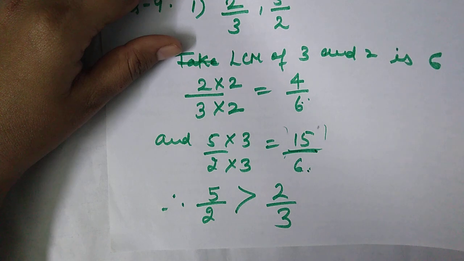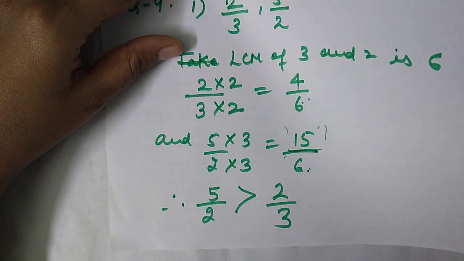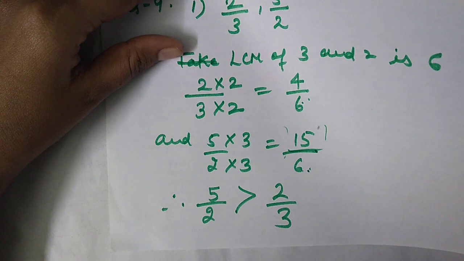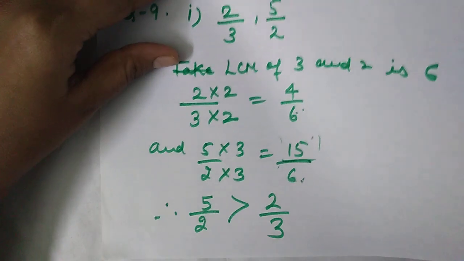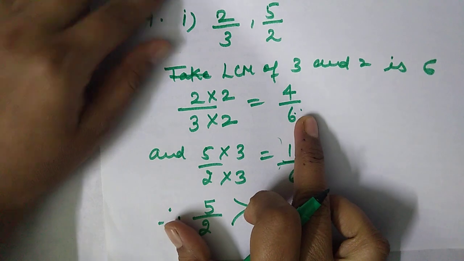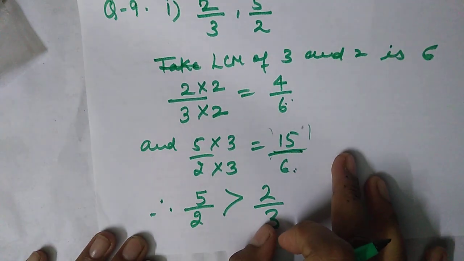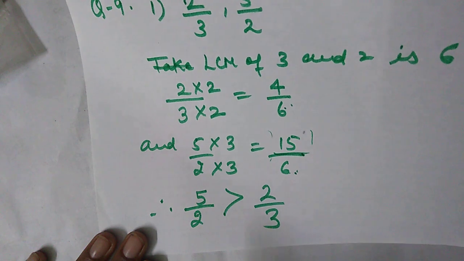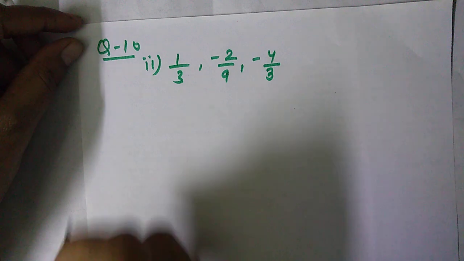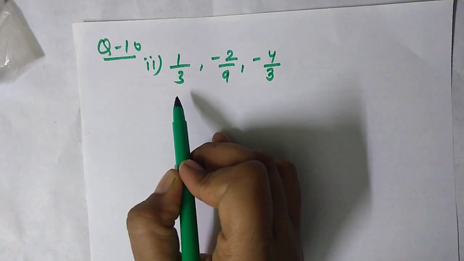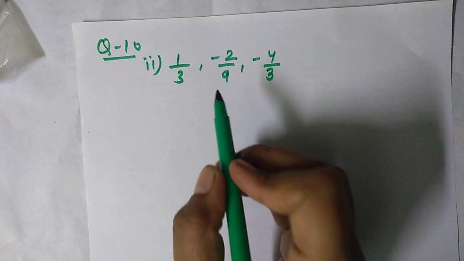Now question number 10. You have to write the rational numbers in ascending order. Ascending order means from smaller to greater. We have been given 3 fractions in each part. First you have to make the denominators the same by taking the LCM, and then follow the same steps and compare. I am explaining part number 2 of question number 10.